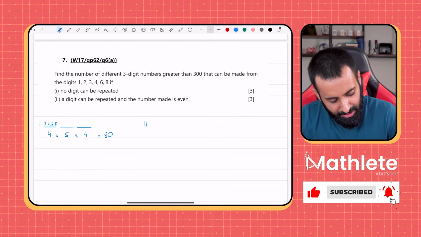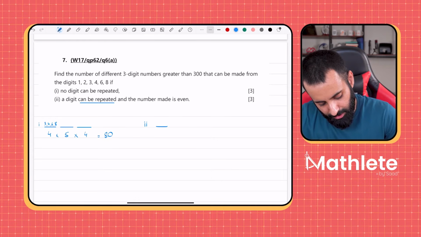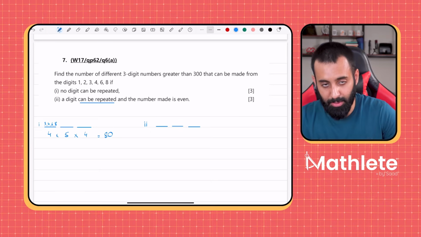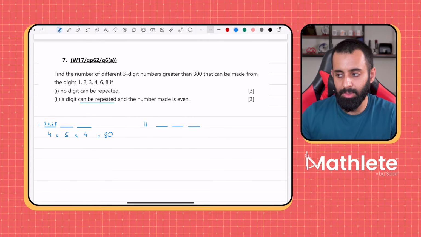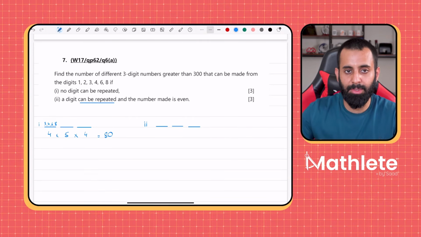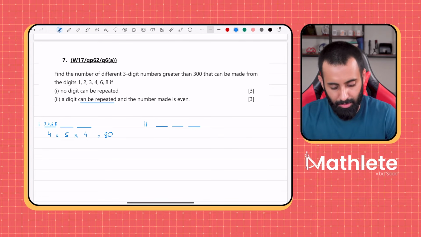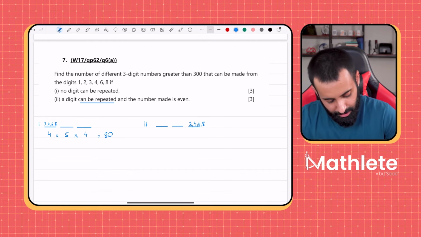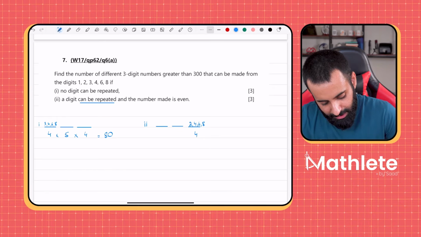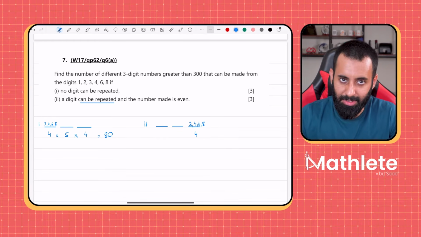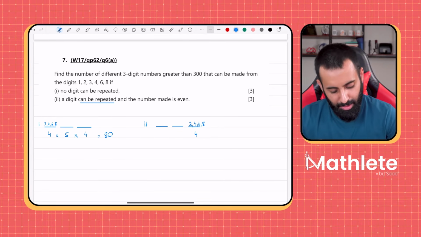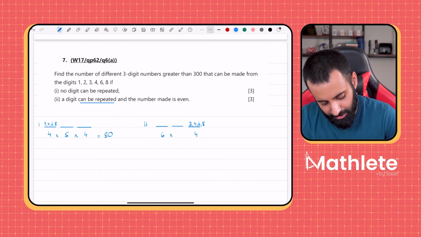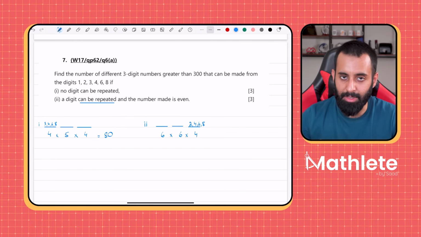Now, part 2. A digit can be repeated and the number made is even. Okay, so if you can repeat a digit, that means every time you consider the number of options, usually the number of options for the following digit go down. That's not going to be the case here. So if the number is supposed to be even, that means we can have 2, 4, 6, or even 8 as our last digit. So that means we have 4 options. Now we started with 6 digits. We still have 6 digits. Okay. Why? Because we can repeat a digit. So that means for the first place, we have 6 digits. And for the second place, we also have 6 digits.